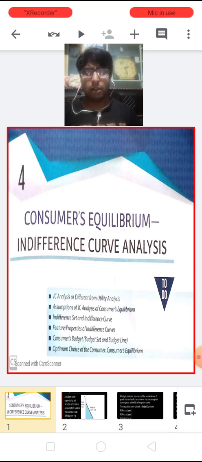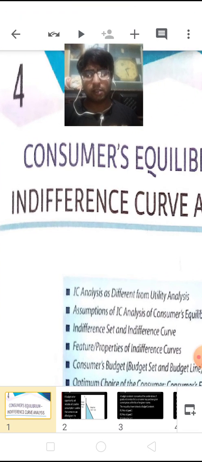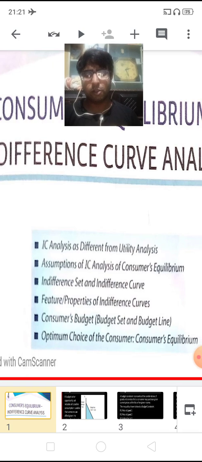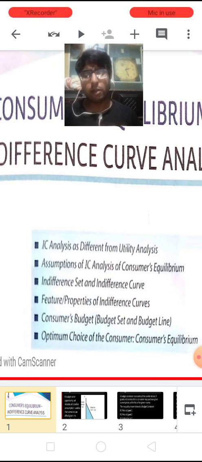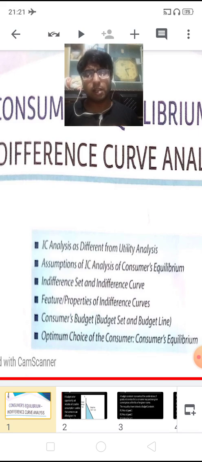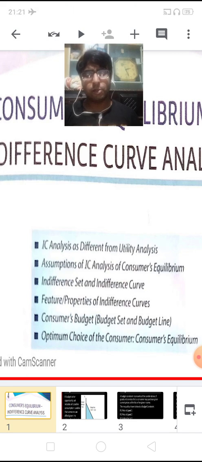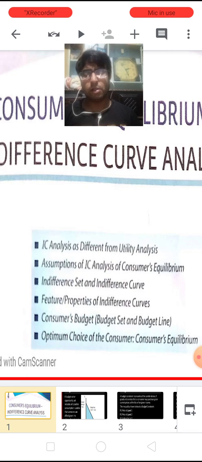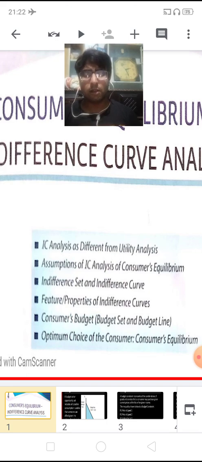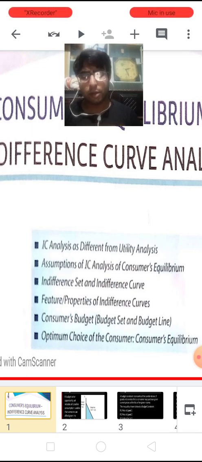So we have already finished up with the indifference curve analysis as different from the utility analysis. I mean, we have already learned the difference between the indifference curve analysis as well as the utility analysis. And second, we have already understood the assumptions of indifference curve of consumers equilibrium. I mean, what are the assumptions we are going to understand while discussing this consumers equilibrium point.